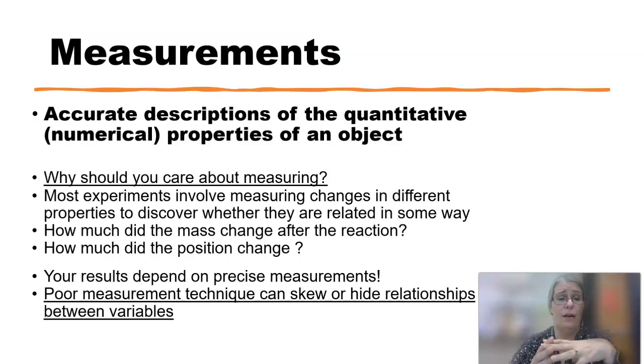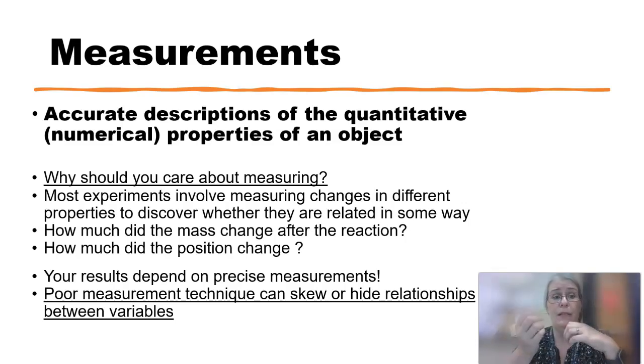So measurements are, as a definition, accurate descriptions of the quantitative or numerical properties of an object. And why we need to care so much about measuring is because almost every experiment in science involves measuring changes. If we change one variable, what happens to something else, to see if they're related or depend on each other?